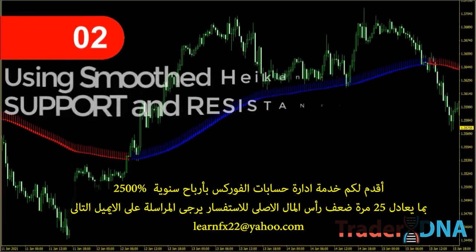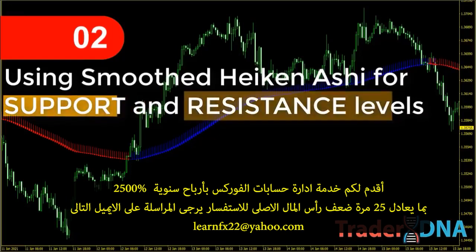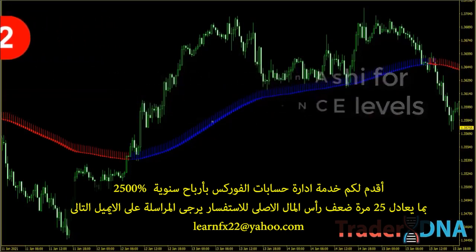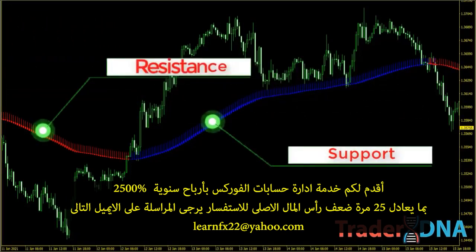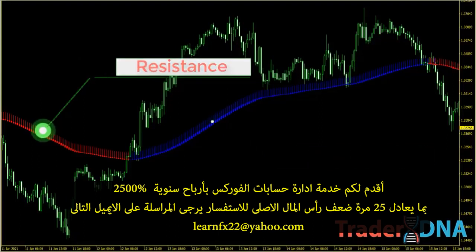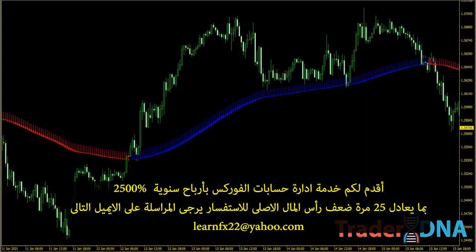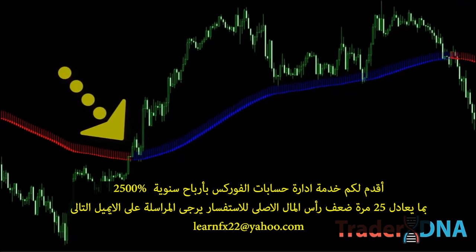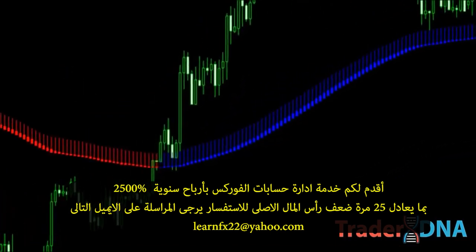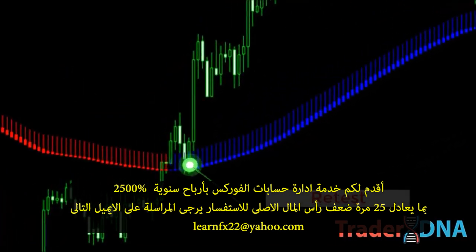Second, using smooth Heikin Ashi for support and resistance levels. In this chart you can see several examples of how the smooth Heikin Ashi can be used as a powerful level of support or resistance. After the resistance level or red smooth Heikin Ashi has been broken, the price continues to go higher, you could enter a long position after the market on a retest of the blue smooth Heikin Ashi.